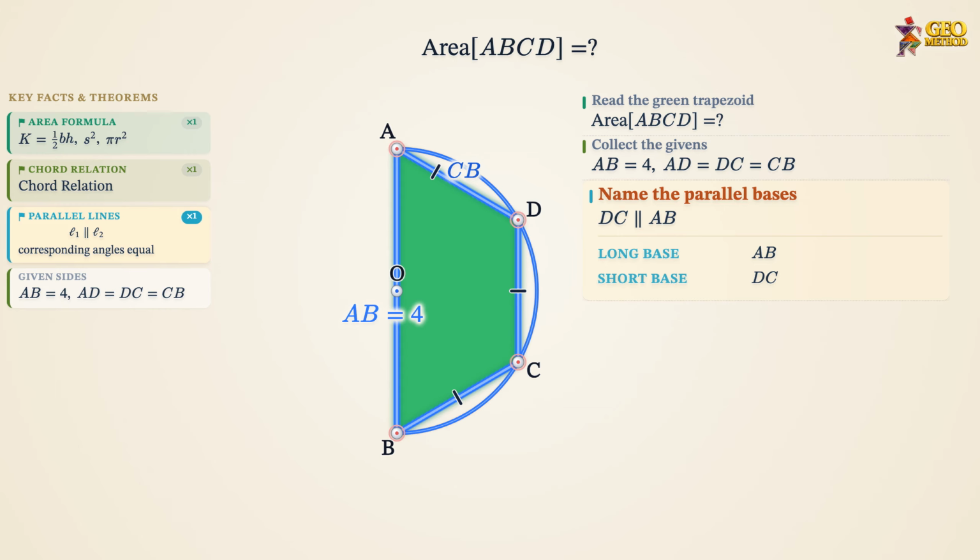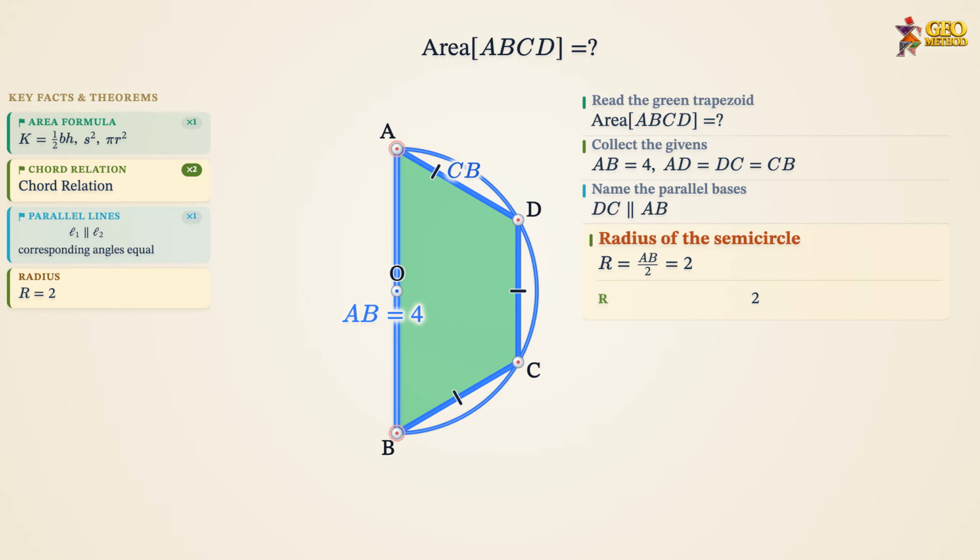Because ABCD is a trapezoid, the right side DC is parallel to the left side AB. So the long parallel base is segment AB, and the short parallel base is segment DC, and that parallel pair is what the area formula will need. Since segment AB is a diameter, the radius is exactly half of it, so R equals 2. This single number controls the whole figure, so we pin it down first.